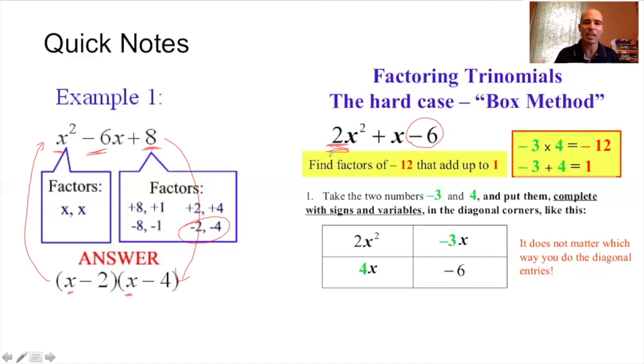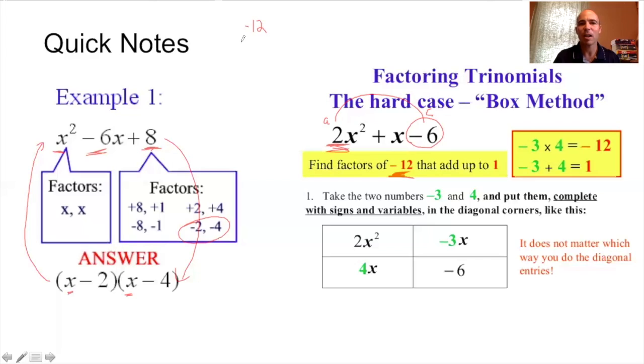So now we're going to tell you the tricks. The trick is, you need factors that will multiply to -12, because when you're using the box method, you multiply the A value and the C value, and that's how you get your -12. Now I'm going to list my factors of -12.